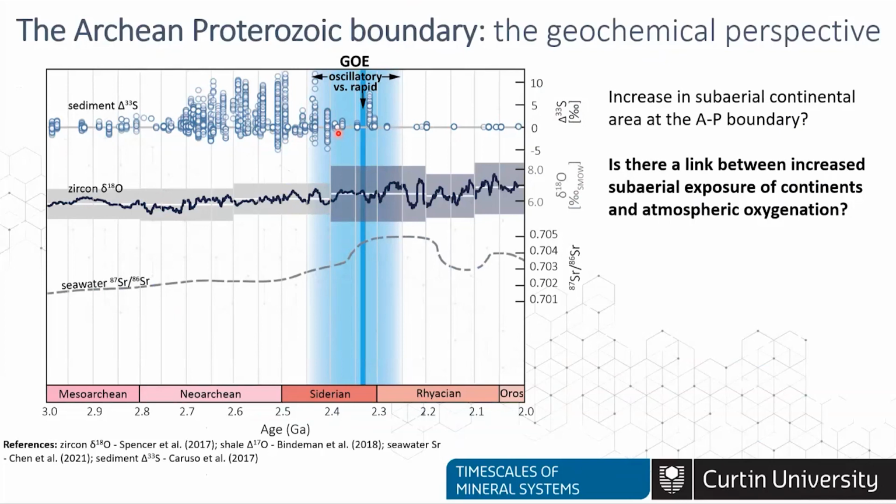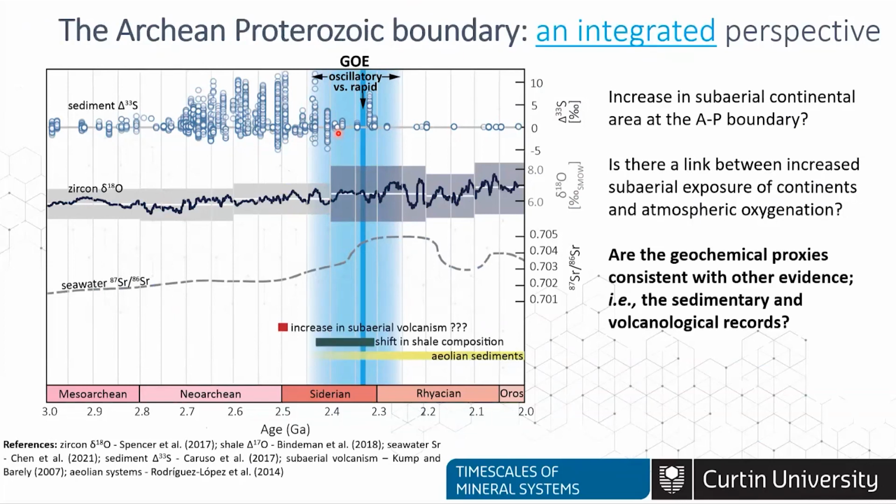So yeah, ultimately, this is the question that I would like to address in this talk. Is there a link? Did continental subaerial area increase in the early Paleoproterozoic, and was there a potential link with atmospheric oxygenation? So far, I focused on the geochemical record, but let's have a look at other evidence that is not purely geochemical to get a more integrated picture.